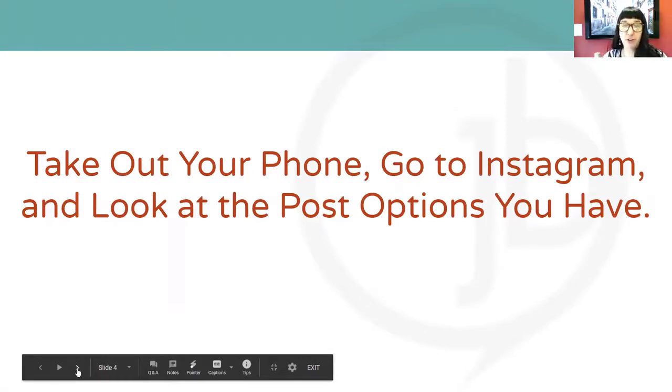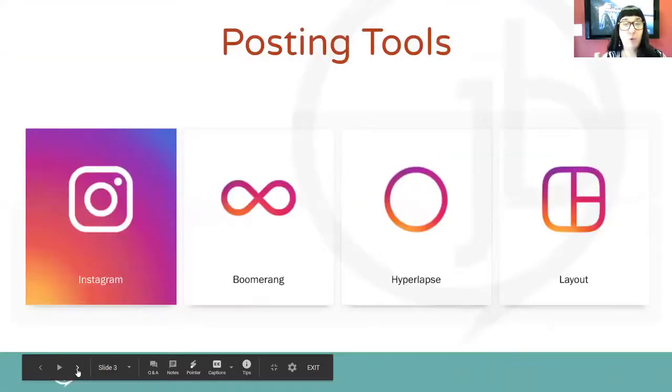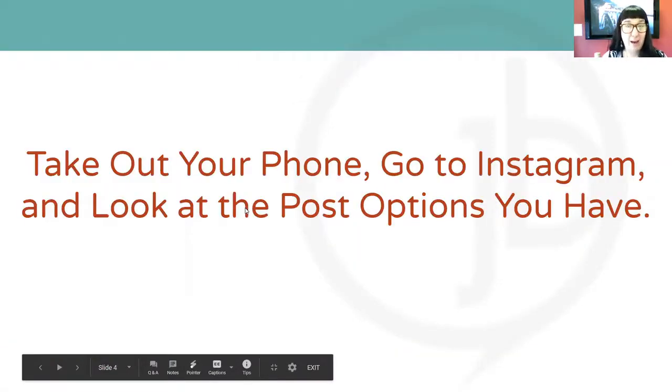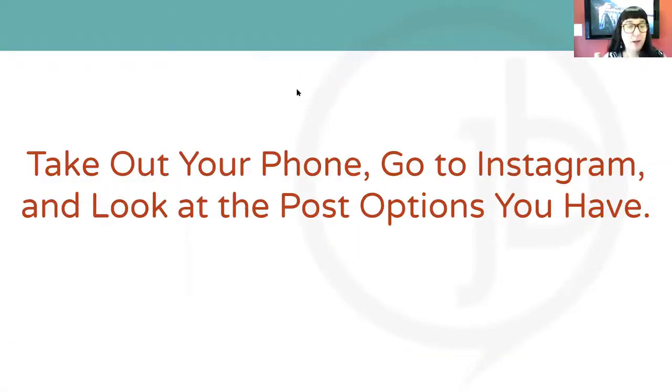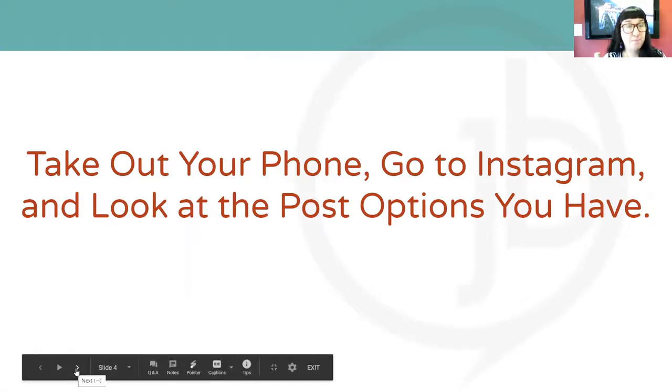If you want to take a look at what you've got on your own phone, because Instagram is an app that you have to use on your phone or your tablet, take out your phone, go to Instagram, and act as if you're going to post a picture. That means clicking that little plus sign at the bottom to open up the camera. From there, you can usually see the Boomerang logo, the Layout logo, or the Hyperlapse logo. These little logos appear once you've added those apps. If you don't have those options, you may want to go ahead and add them.